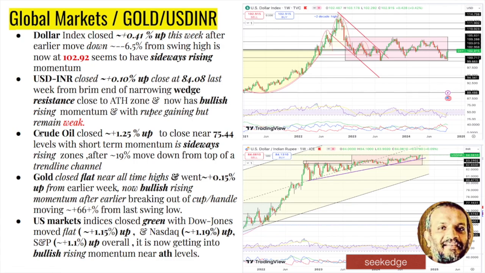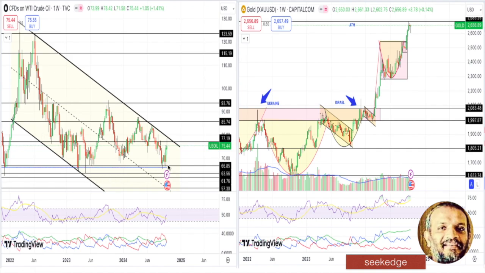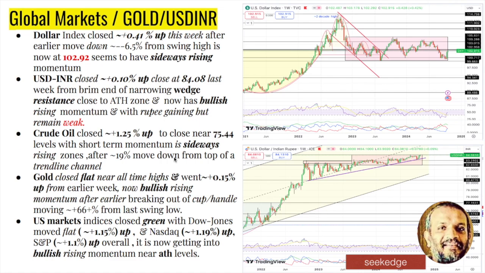Now the crude oil is 1.2% up. Crude oil was spiking up after the war fear came in, and it came very close to the trendline channel and then slightly dipped, but overall we are seeing that crude is rising up because of the same reason, 75.44.